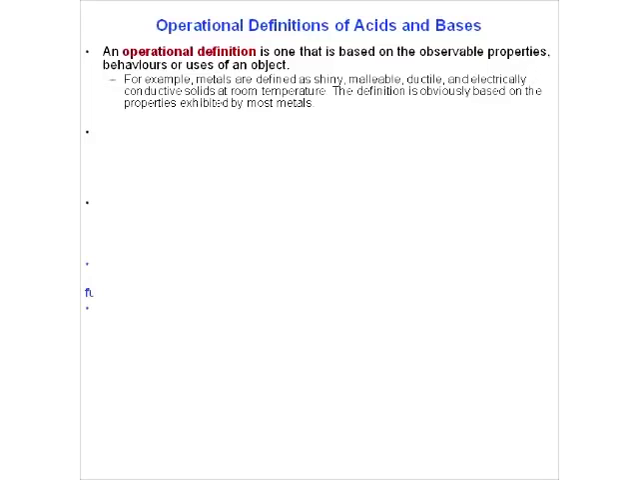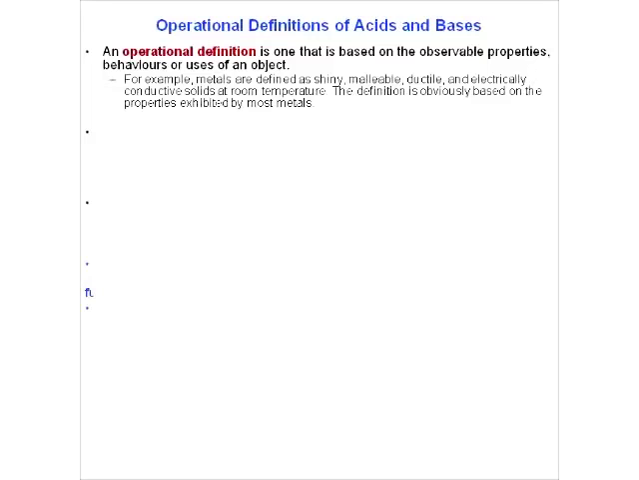So, for example, operationally, metals are defined as something that's shiny, malleable, you can pound it, ductile, you can bend it into wires. They can conduct electricity. They're solids at room temperature. It's just simply looking at a metal and seeing what it does. In no way, shape, or form is this definition trying to explain why metals do all that stuff. So that's what an operational definition is.